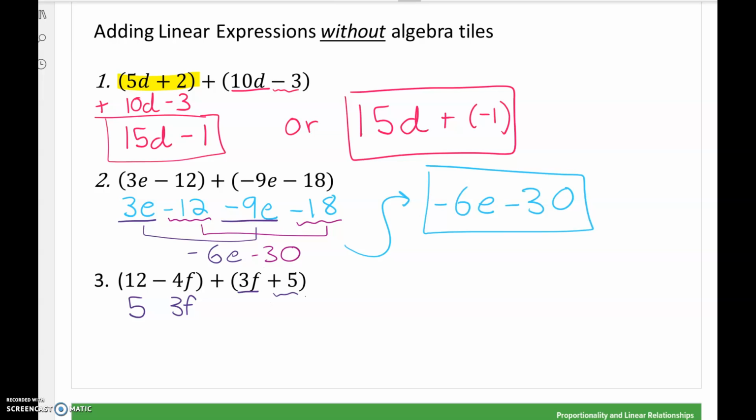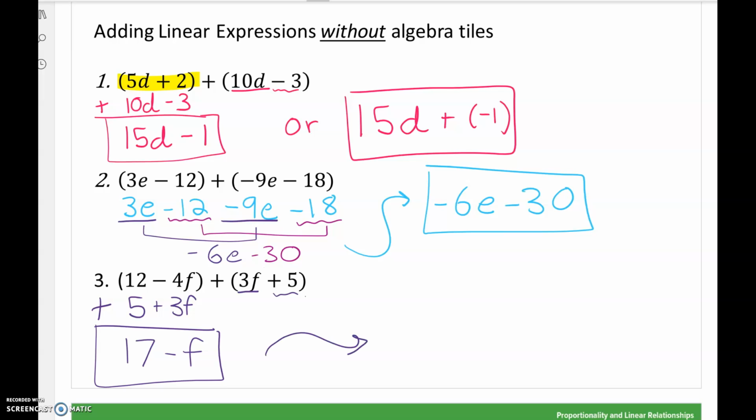Notice we don't have a plus or minus here. We can put plus because we know it's positive 3F. And then we just add them up. So 12 and 5 makes 17. Negative 4 plus 3. So remember, it's like we have 3 and we're taking away 4. So we're going to get negative 1F. Remember, we don't write our 1, so we just write minus F.